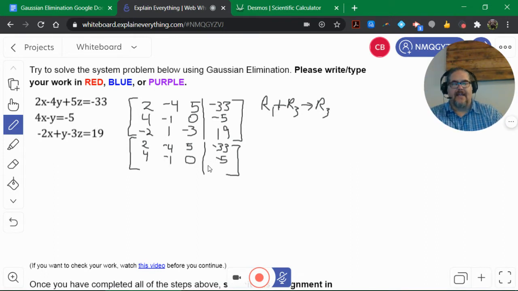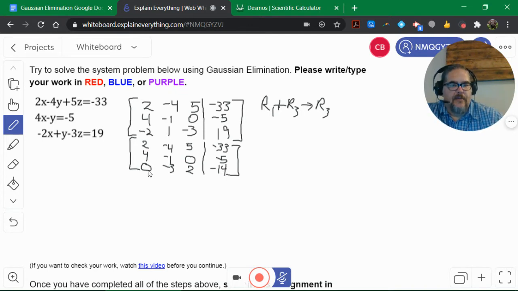Okay, and so since we're just doing some adding here, I'm just going to go ahead and not worry about writing the math out and just combine those two rows. So 2 plus a -2, that's going to give me a 0 right there. -4 plus 1 is going to give me the -3. 5 plus -3 is going to give me a +2. And then -33 plus 19 is going to give me a -14.